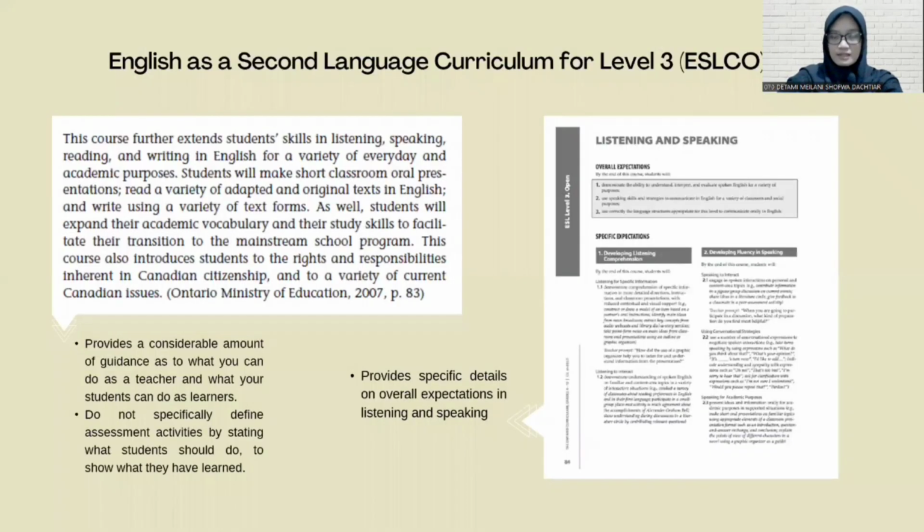Now let's see the example. Let's take a detailed look at the context where learning goals are defined by a curriculum in the first picture. This is taken from the English as a Second Language curriculum for level 3, or ESLCO, which guides English language teaching in the public school in Ontario, Canada.